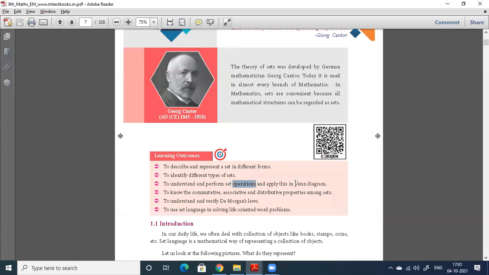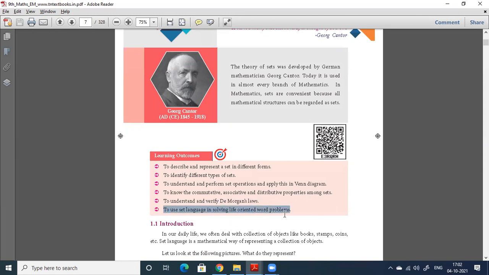Then you are going to see Venn diagrams, how sets relate to Venn diagrams. That you also remember. Now commutative, associative, distributive properties among sets. If A union B is equal to B union A, then it is commutative. If A union B union C is equal to A union B union C, then that is associative. Like that, there are some properties. When you do operations on sets, what kind of properties come? And then understand and verify De Morgan's laws. This is very important. First time you are coming into De Morgan's laws.